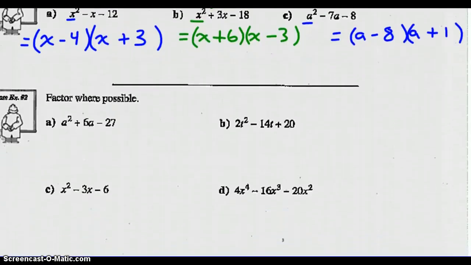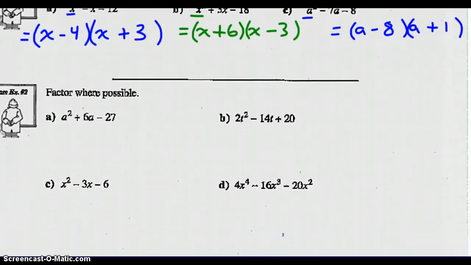Example 2 asks us to factor where possible. That's usually a hint that maybe there is a situation here that is unfactorable. So let's start by making our two sets of brackets. The only way to get to a squared is to have an a in the front. Ask ourselves what two numbers have a sum of positive 6 and a product of negative 27. Think about that for a few minutes.